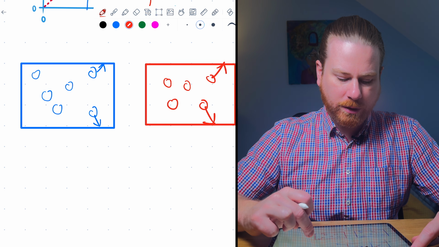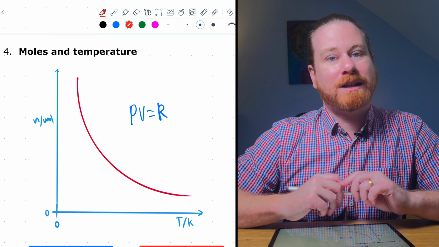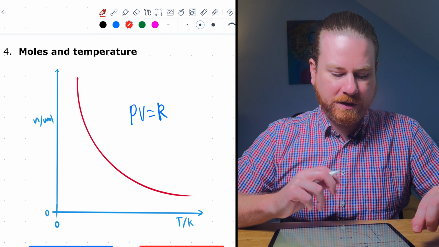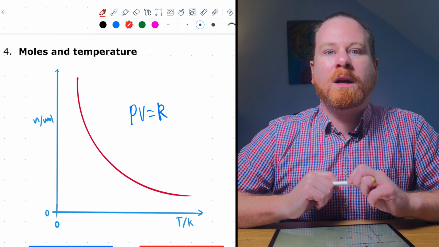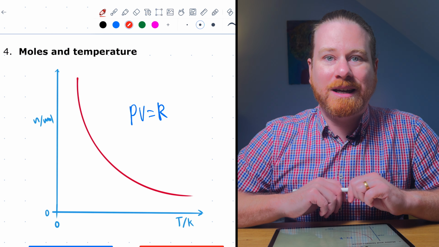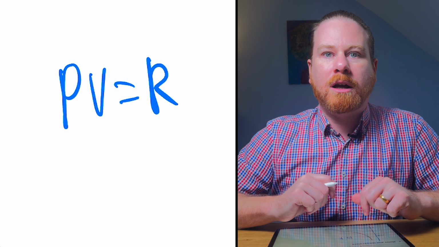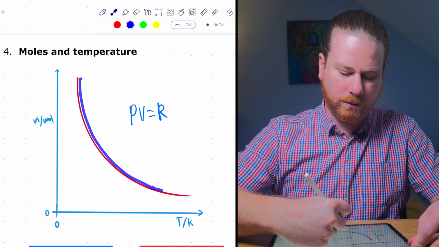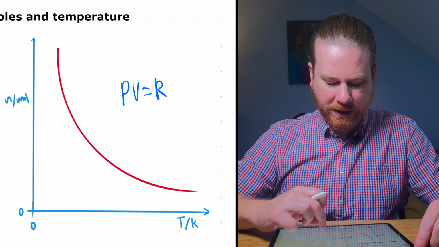Okay, on to our final relationship, and this you won't find in textbooks, I don't think, but I have seen it on some exam papers. This is the relationship between moles and temperature. Again, this is if the pressure and volume are kept constant. And this is another inversely proportional relationship. Once we've spent a bit of time thinking about it, hopefully it makes some sense.